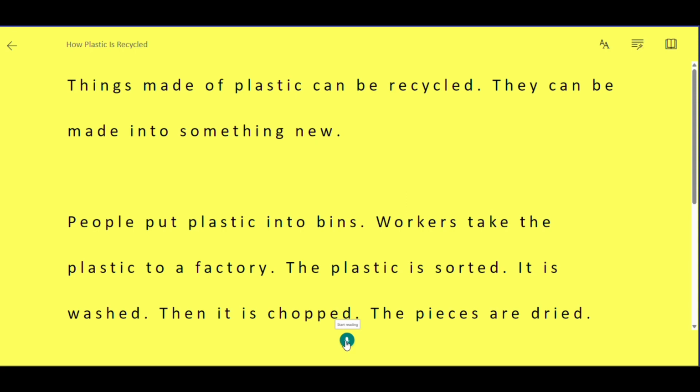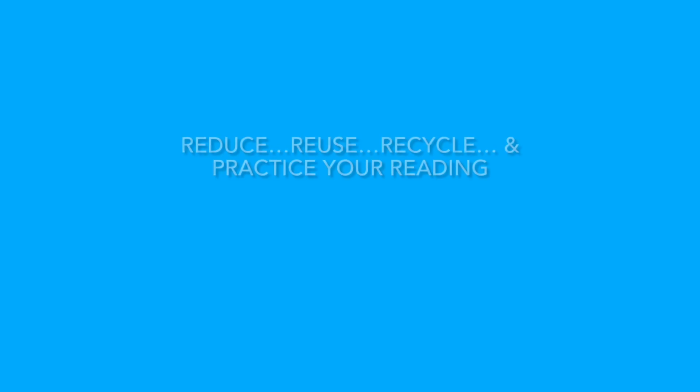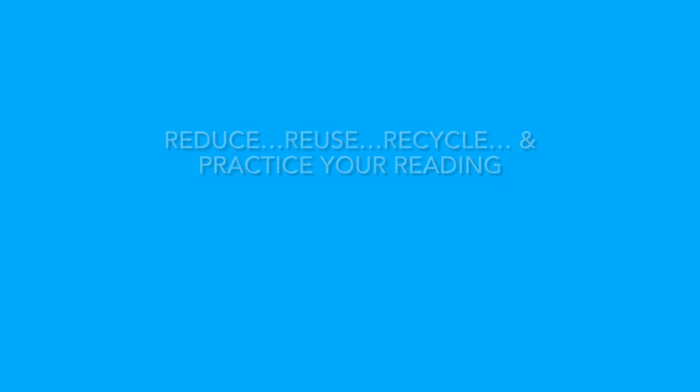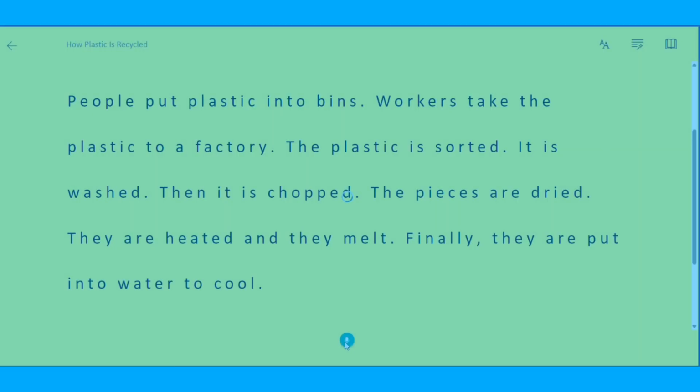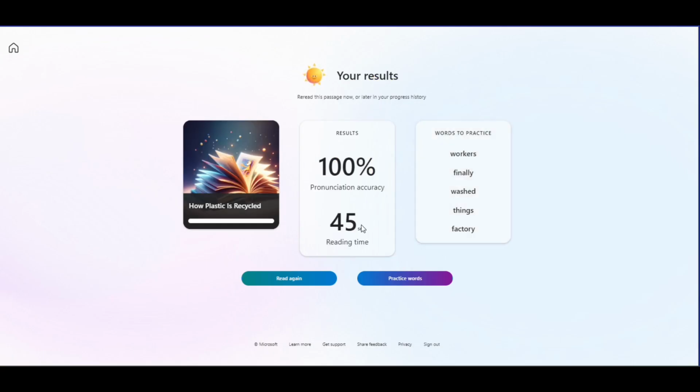So now, as I said before, I didn't start reading it, so I'll just start reading this, How Plastic is Recycled. So here, we're not getting into any choose something from AI or whatever. We're just reading about what happens to plastic being recycled. I still get my results of my pronunciation, my reading, my words to practice. As you could assume, probably factory was going to be in there because I clicked on it to hear it. I could go into that practice word piece again.